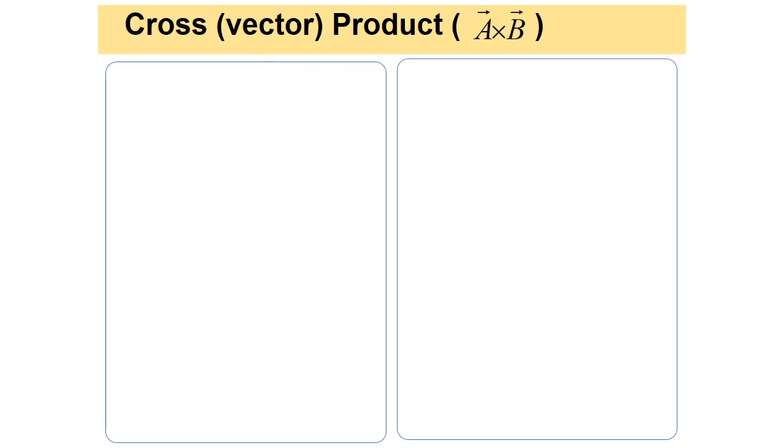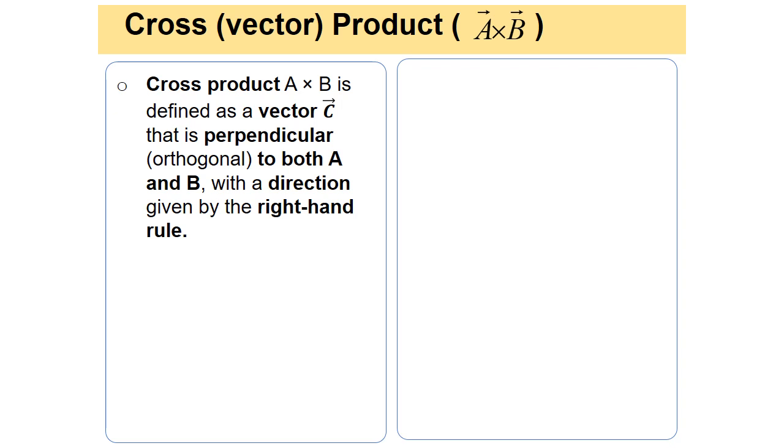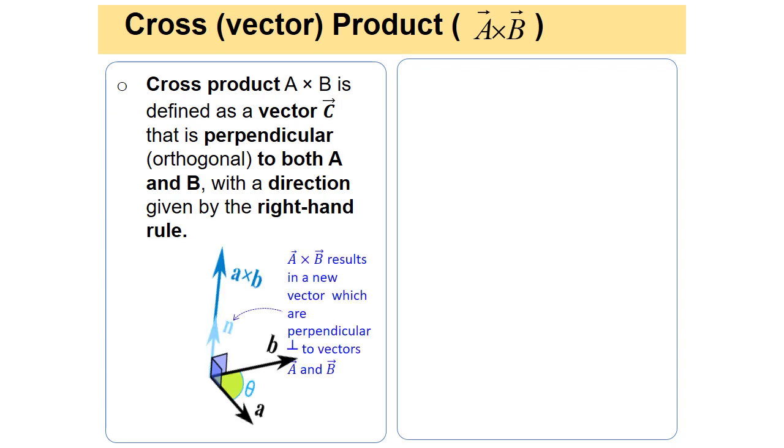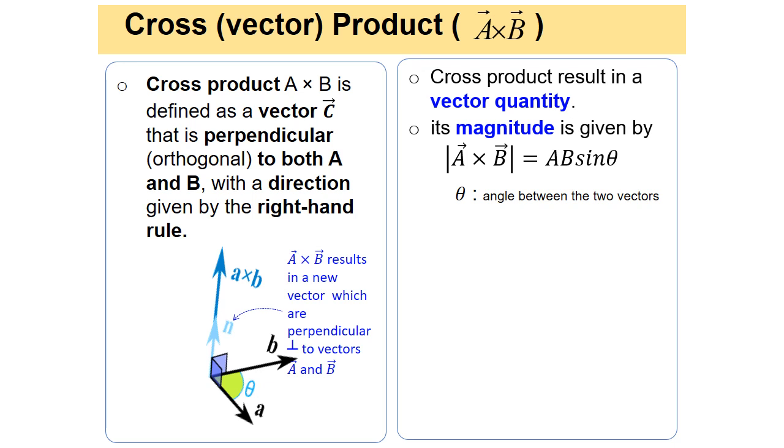Cross product. Cross product A cross B is defined as a vector C that is perpendicular to both A and B, with a direction given by the right hand rule. Cross product results in a vector quantity, so it's different from the dot product. Dot product results in a scalar quantity, cross product results in a vector quantity.